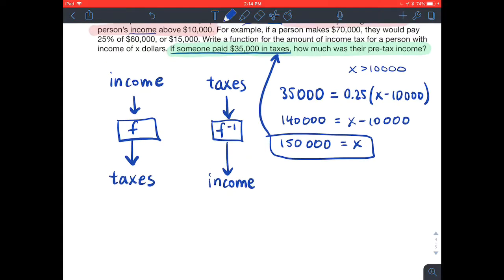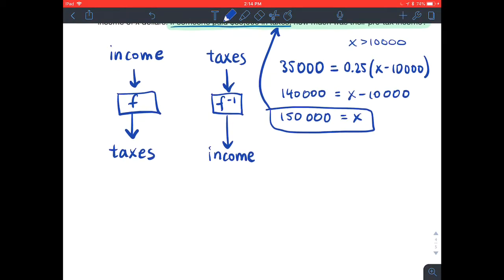However, you may think you didn't use inverse functions, but really you did. You used a special case of finding an inverse function for just the number 35,000, but these same steps would give you the inverse function for any x. Let's say instead of 35,000, you were given any arbitrary number representing the taxes paid, and your job would be to find the original income.